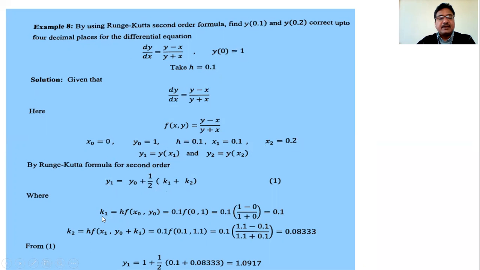This is the formula by using the second order Runge-Kutta method. And then k1 is this. So for k1 we have x naught is 0, y naught is 1, and then y minus x by y plus x. This is the formula, and then we have this answer. k2 is this. And then y1 is 1 plus 1 half of this part: y naught plus 1 half k1 plus k2, which is 1.0917. And then use this as an initial condition.